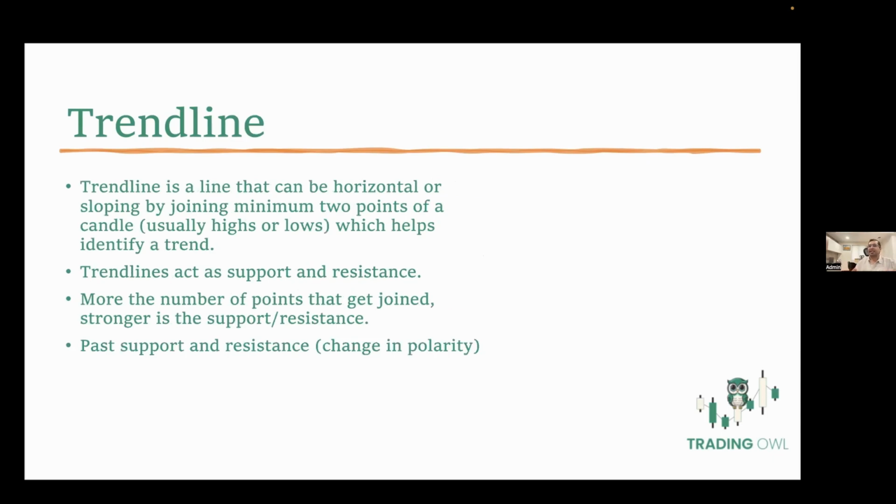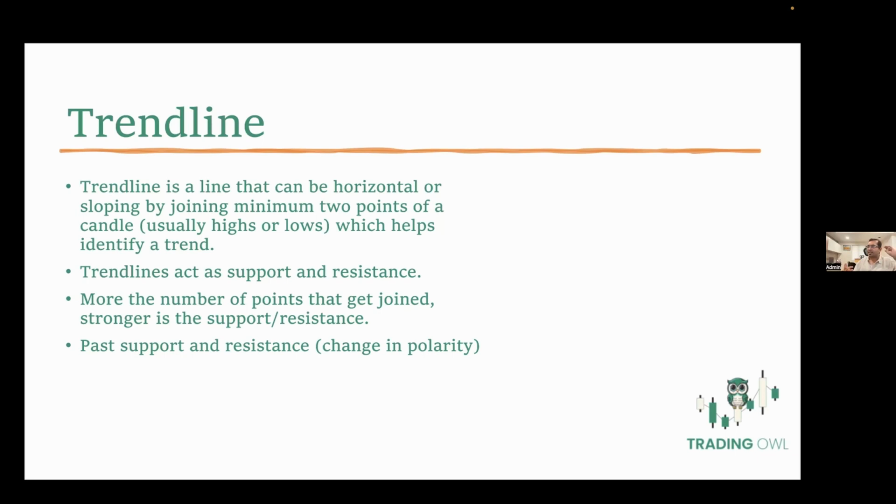Now, identification of trends is done clearly by trend lines. A trend line is basically when you join two highs or two lows of two or more candles and extend that line. Trend lines can be of two types: one is horizontal and one is slanting, or sloping. When you join two consecutive highs or lows to form a pattern in a stock or a market, that defines a trend line.